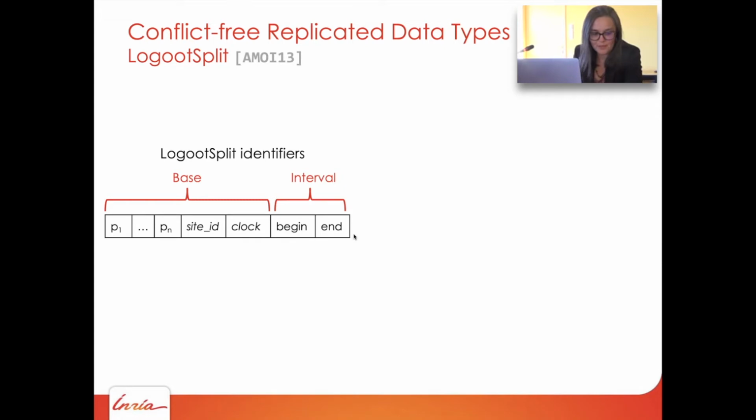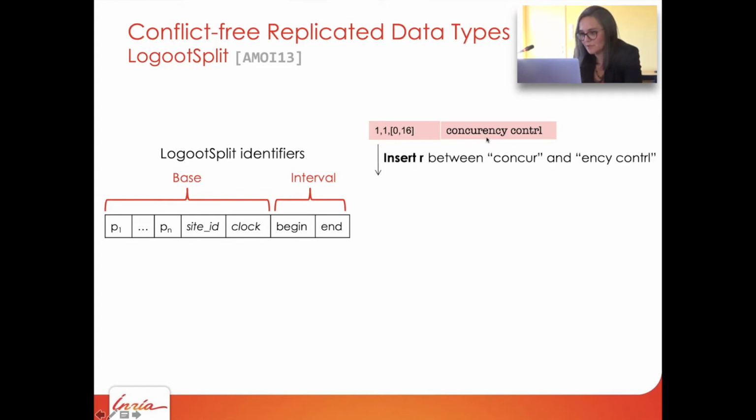The main principle of LogootSplit is that when an insertion occurs in the middle of a block, we split the block. In the example that we have previously, with concurrency control, we would want to insert an R at this position, between "concur" and "ncy control". So what we do is generate two blocks. We split this block in two, "concur" and "ncy control".